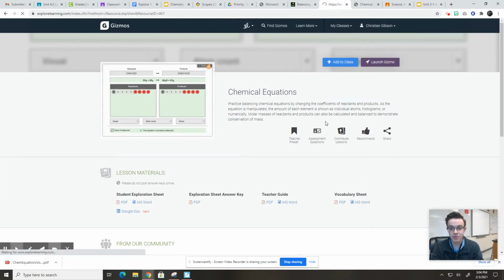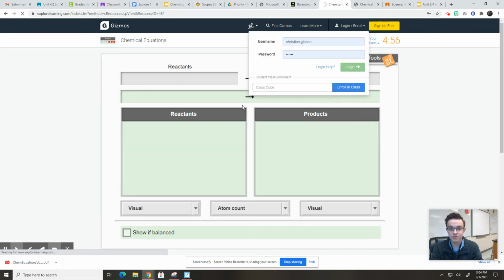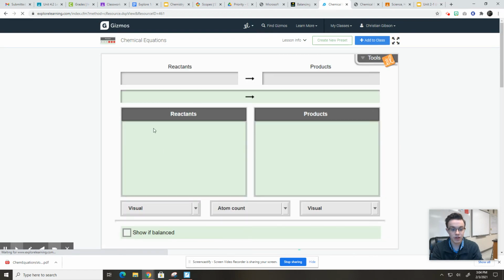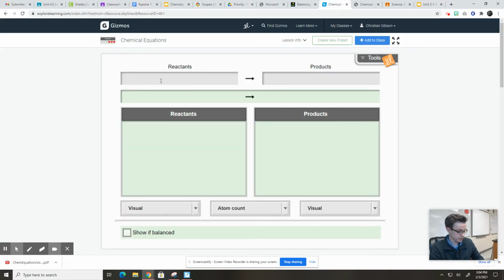All right, so we're going to launch this Gizmo. And it logged me out, so let me log back in. All right, so it said to type H2 plus O2 in the reactants box and H2O in the products box. So in the reactants box, we're going to type H2 plus O2. There's our reactants, and then in our products, we're just going to type H2O, which is water. Boom, there we go. All right, so we've got our skeleton equation right here, right?